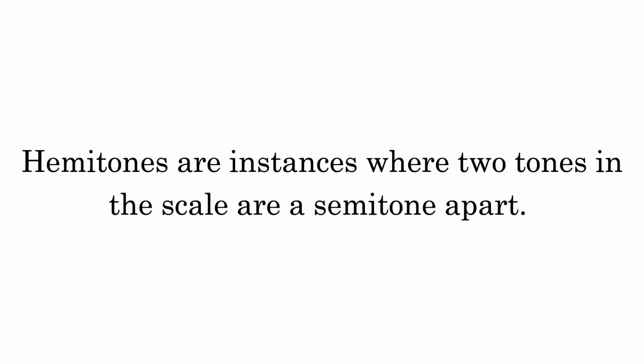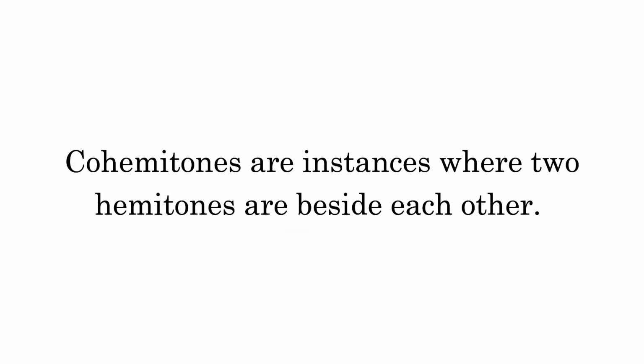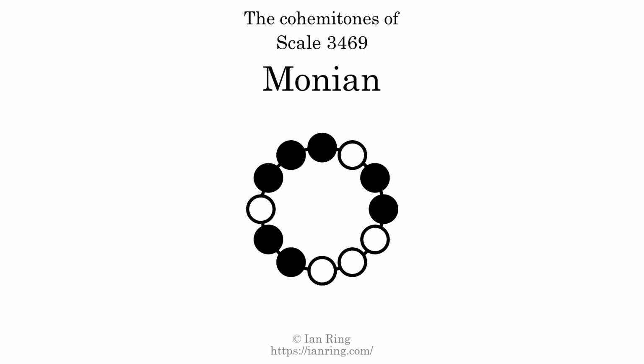Hemitones are instances where 2 tones in the scale are a semitone apart. This scale has 4 hemitones. They are at positions here, here, here, and here. Cohemitones are instances where 2 hemitones are beside each other. This scale has 1 cohemitone here.